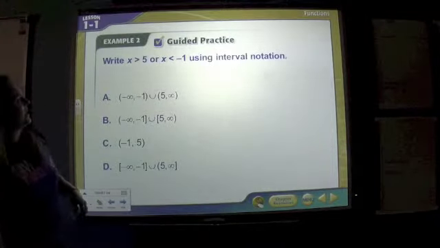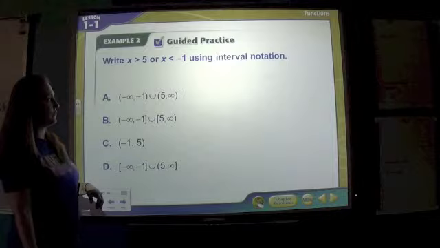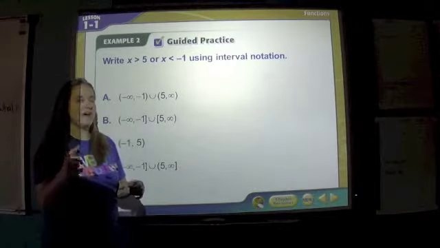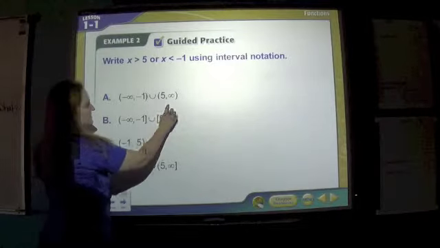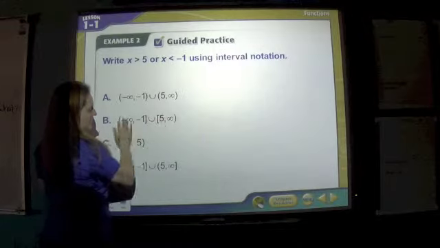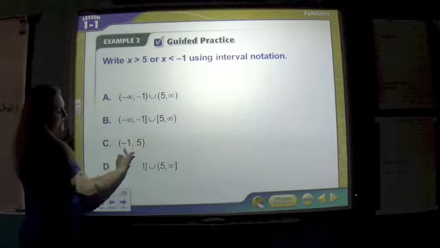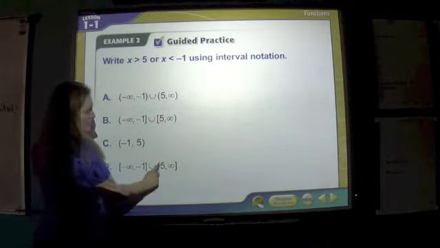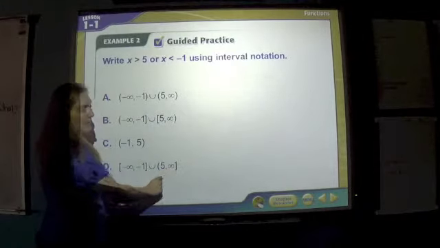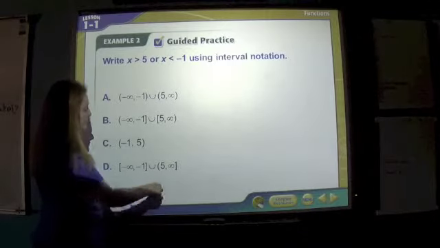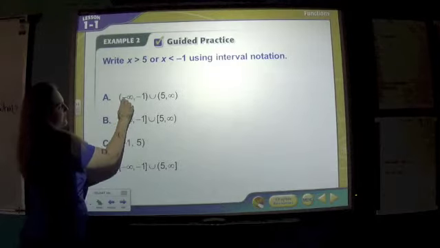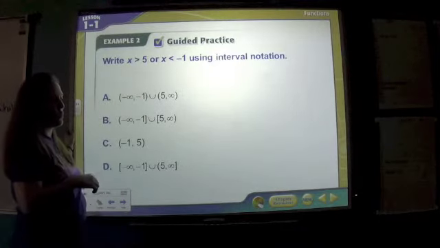So write x is greater than 5 or x is less than -1. If x is greater than 5, I need a parentheses, 5, and infinity. This is a bracket, so that's out. It's an or, so I need a union, so that one's out. This is a parentheses, and the reason this one's out is because you can't have a bracket on infinity because nobody knows what infinity equals. But x is less than -1, so there's the negative infinity, and there is the -1.